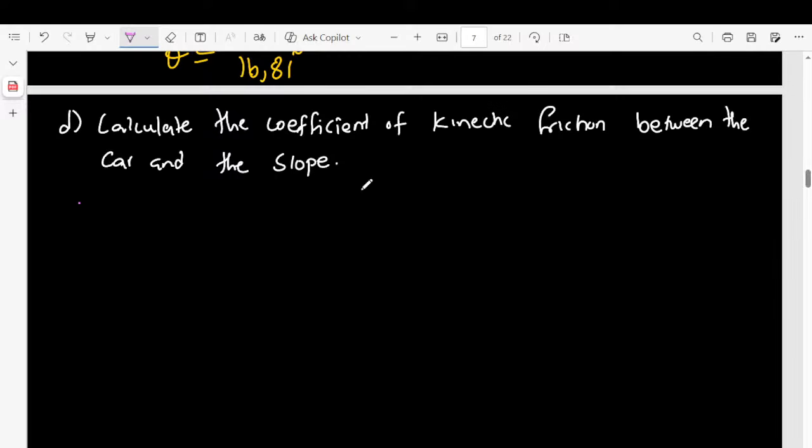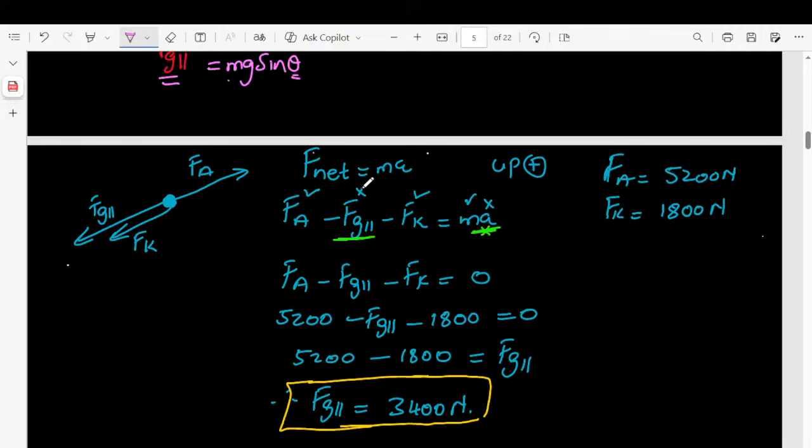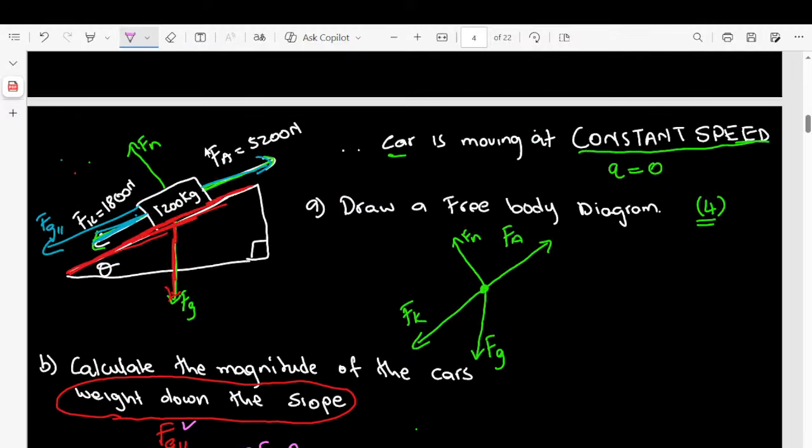They want us to calculate the coefficient of kinetic friction between the car and the slope. This will be the last question for tonight. So look at this. If they want you to calculate kinetic friction, what is the formula? It's Fk equals the coefficient times the normal force. But remember, this thing is on an incline. The normal force will be equal to the opposite force, which is Fg perpendicular.